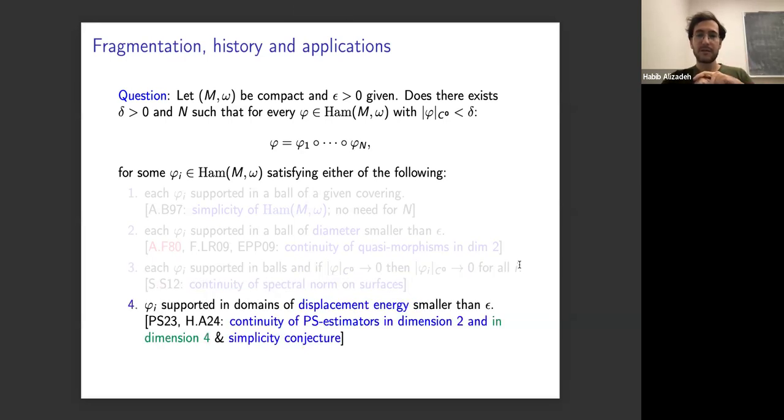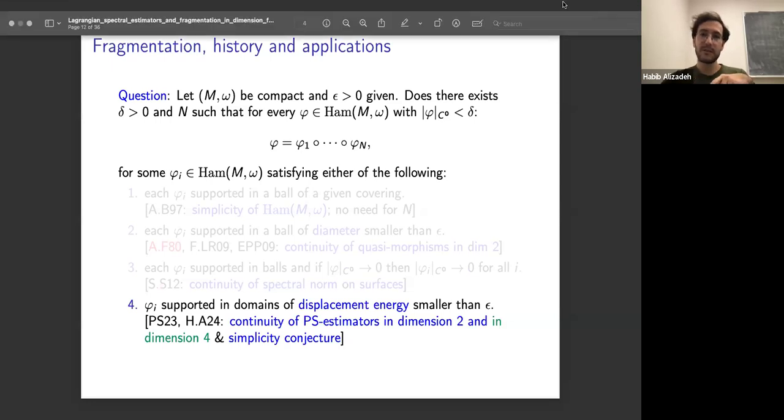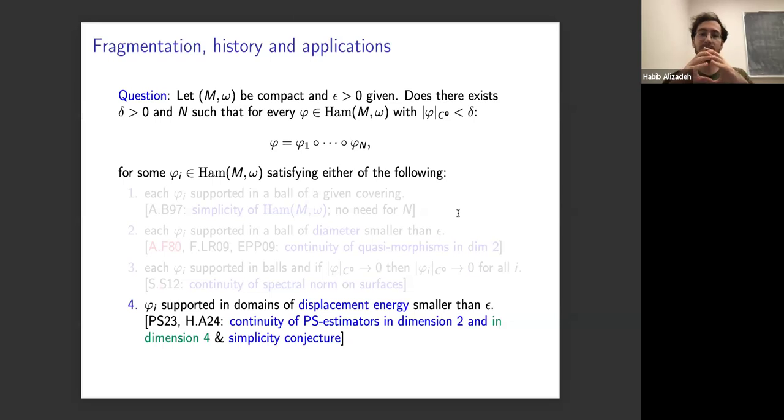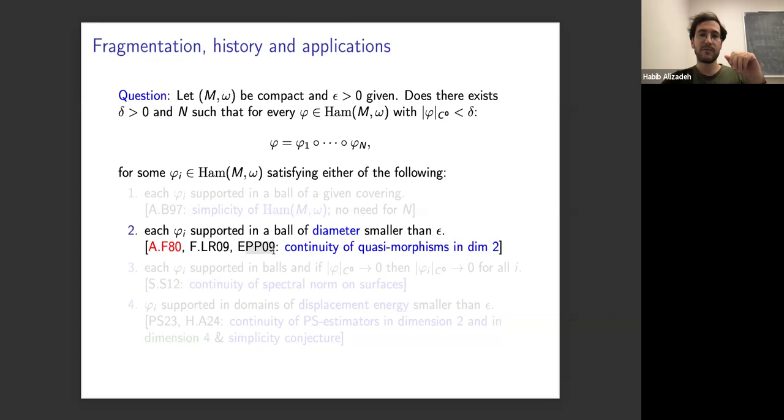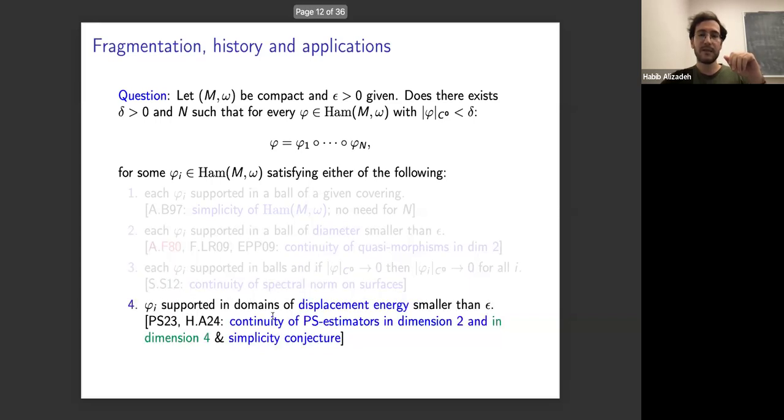So the other type of fragmentation that one would be interested in is these phi i's being supported in domains of small displacement energy. So displacement energy is smaller than epsilon. Such a fragmentation was proved by Leroux and Polterovich, and Polterovich and Shelukhin used it to prove C0 continuity of their estimators in dimension 2. But what we did here was to prove this continuity in dimension 4.